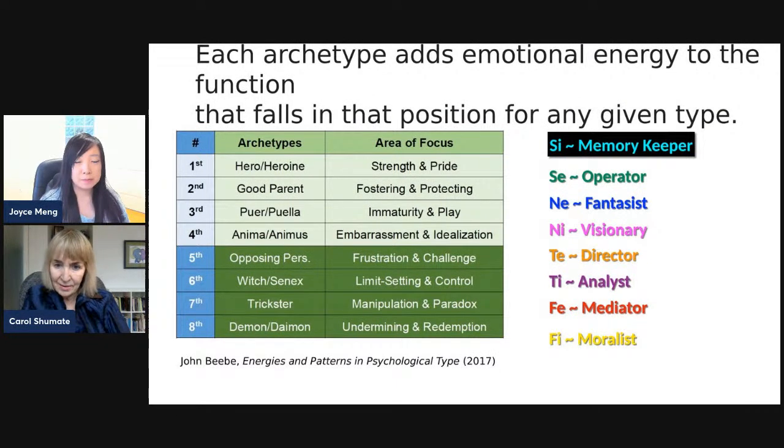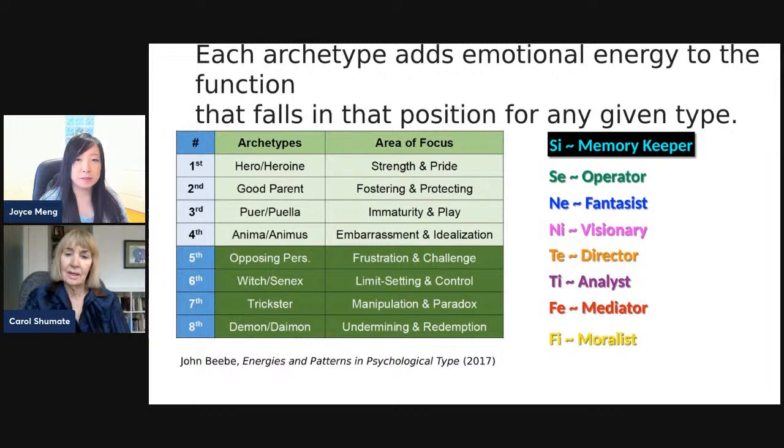So now these are some of the archetypes. These are Beebe's archetypes, the ones that he has found that correspond to each of the 8 positions. And these are really, let's say, archetypal complexes, or they can be. Let's think of them as emotional energies. So strength and pride, fostering and protecting, and so forth.